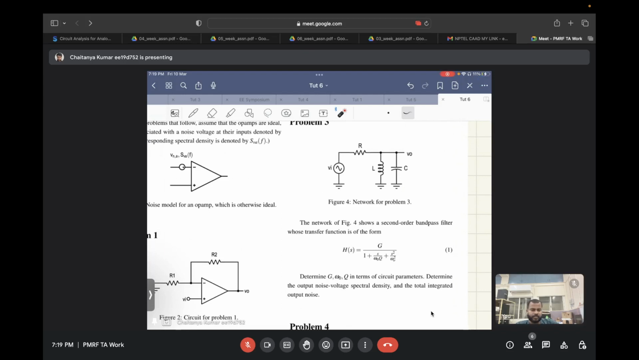That's it. There is no need to draw that capacitor equivalent. You don't need to find G, Q, and omega naught separately from there. G over here is the gain. Basically, all that you don't need to find, so you should be good with this.